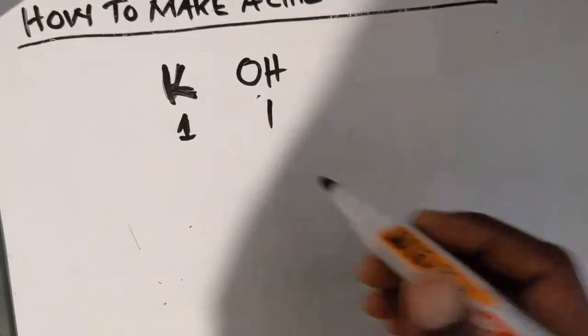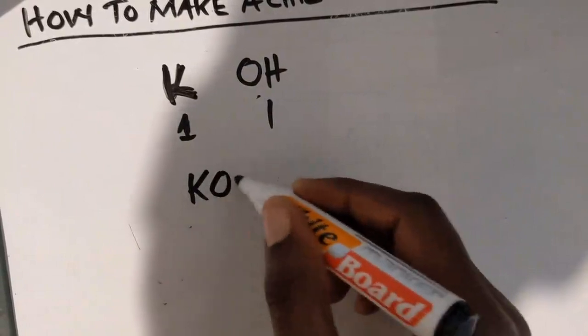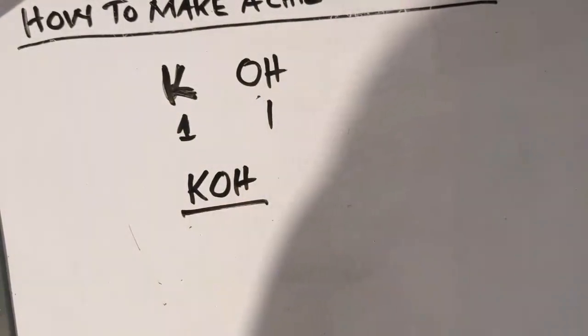Hydroxide, you know that has a valence of 1. When they swap like that, they'll just be potassium hydroxide, just like that. Okay, as simple as that.